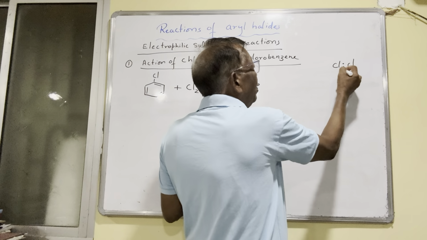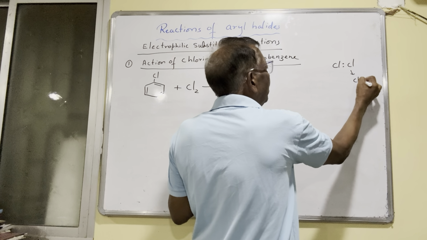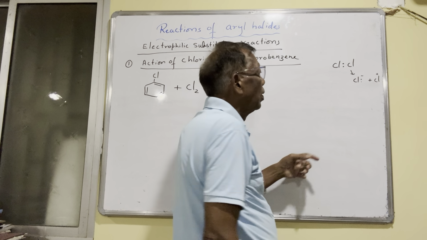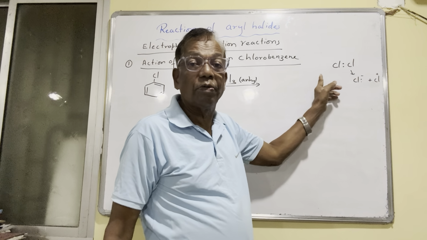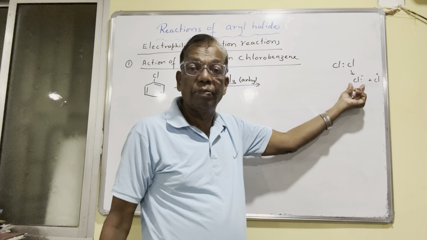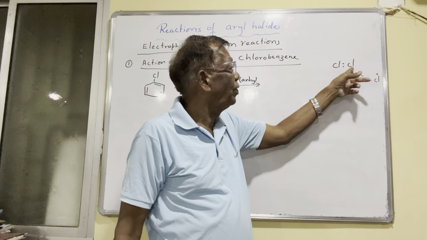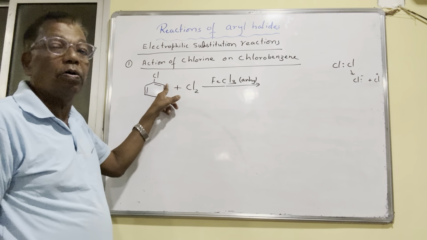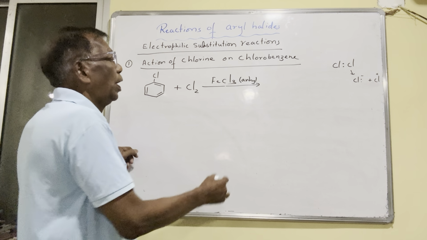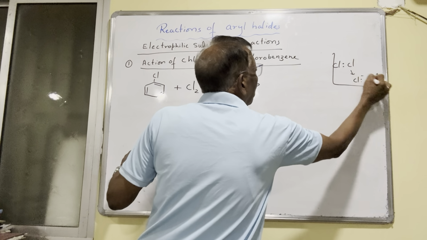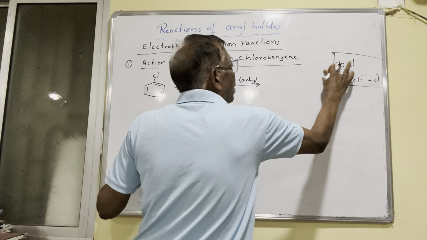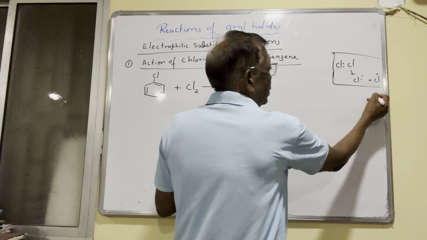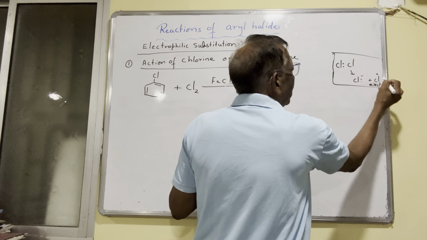So when it breaks, one of these will become Cl minus and one will become Cl plus. Because if the 2 electrons are retained on one chlorine, then this chlorine becomes minus, and because this is without electron, therefore this will become plus. This is the electrophile. That electrophile will go in ortho and para, and you will get the 2 products over here, which will be like this. So please remember, I just showed this to make you understand how there is an electrophile. I will call it the electrophile.